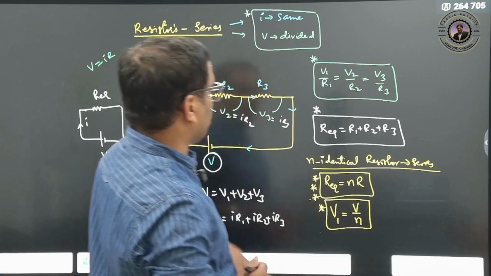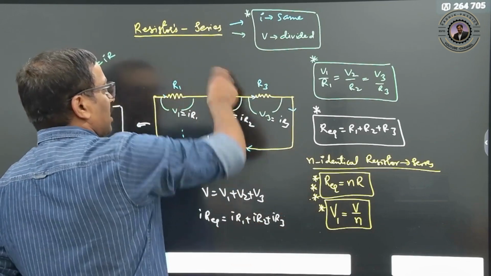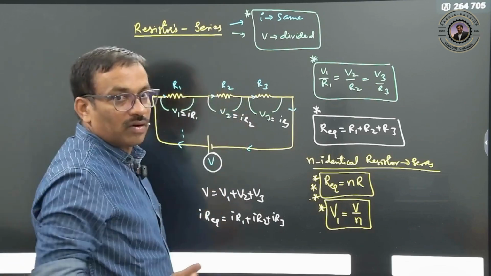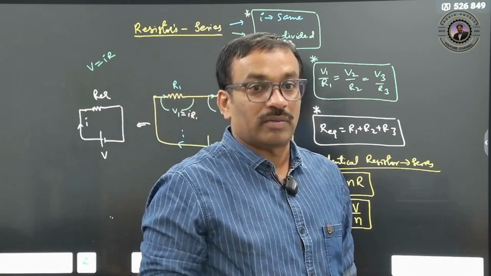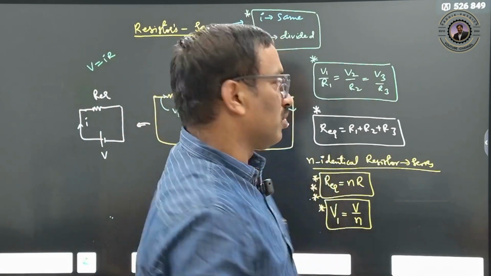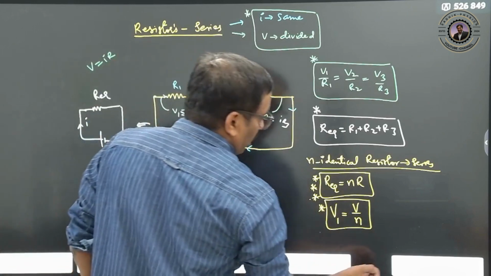Clear? So these are all about our resistors. See, if resistors are connected like this or like this, it doesn't matter. Resistors do not have any polarity, but cells will have polarity, so wrongly connecting them is not possible. Clear? Right? So now we will go for resistors connected in parallel.